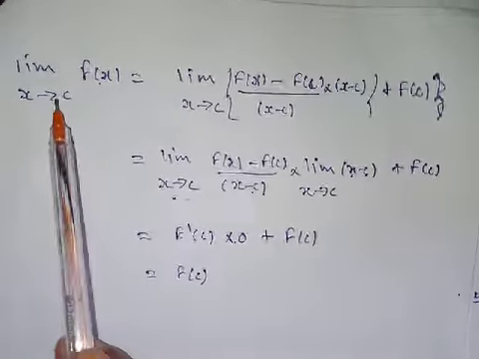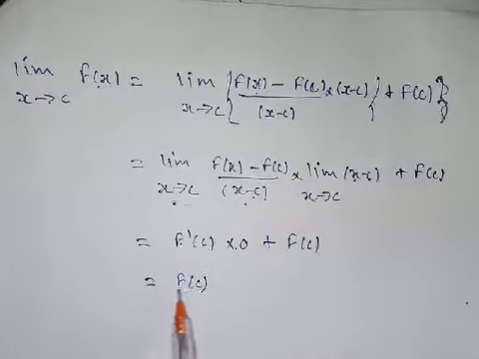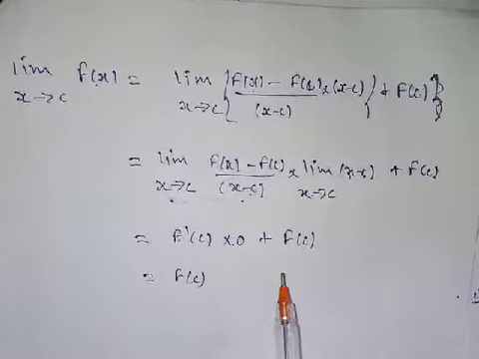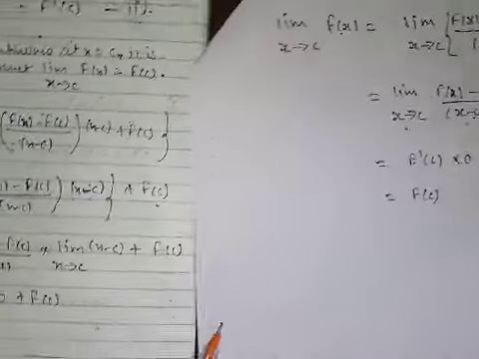So according to the first definition of continuous, when the limit x tend to c, f of x is equal to f of c, the function is continuous. So here also we prove that the function is continuous at x is equal to c.